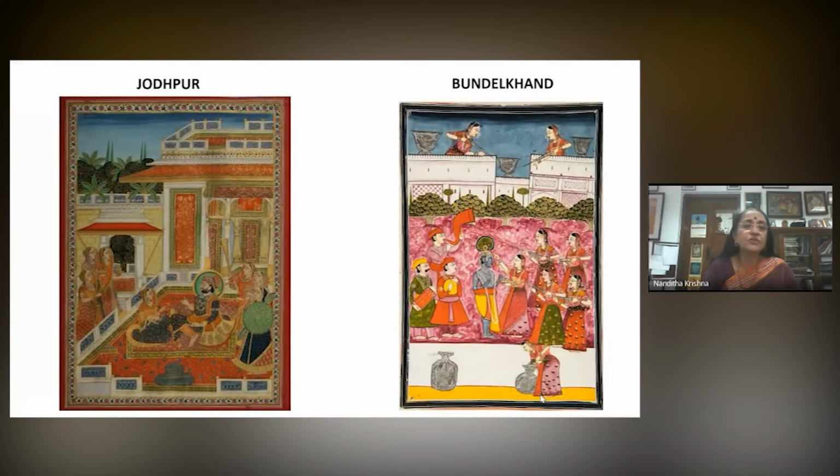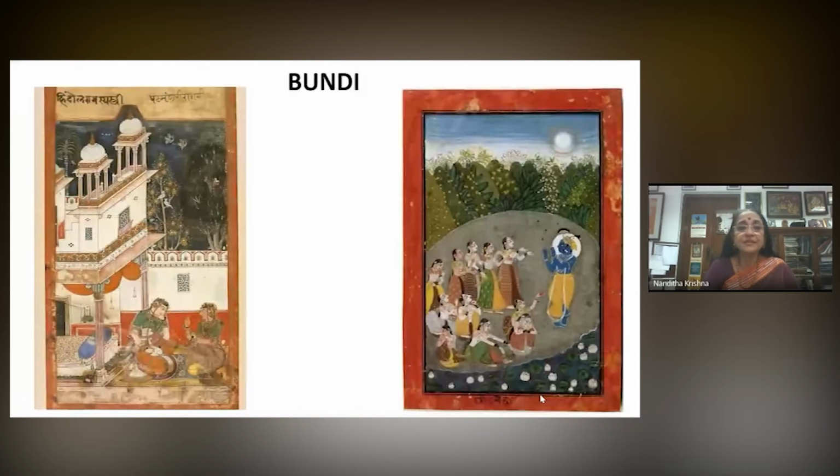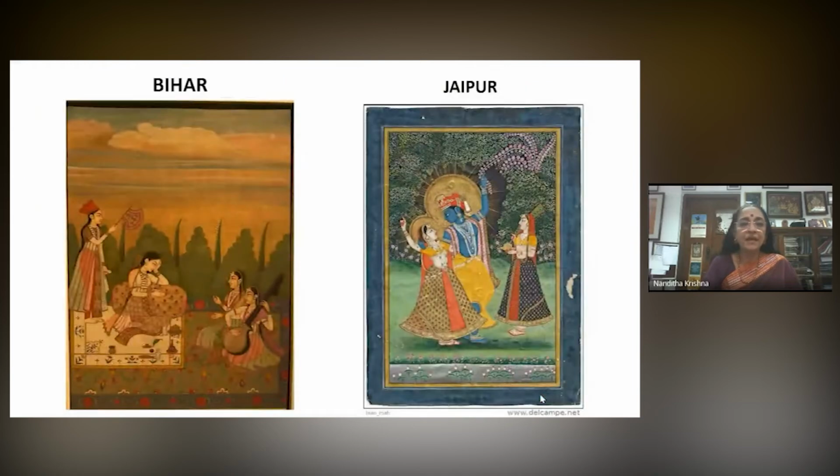Jodhpur, again, a lot of construction, buildings. Bundelkhand is known for its colorful paintings. I'm rushing. I'm sorry I can't do anything about this because this lecture is really two lectures. Bundi, again in Bundi you have, look at the shades of green in the background behind Krishna and the gopis. Bihar, Jaipur.